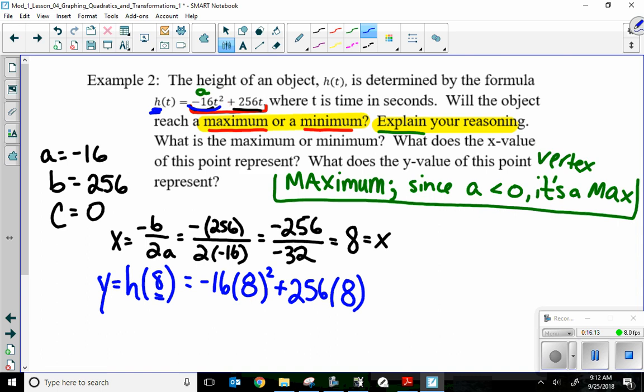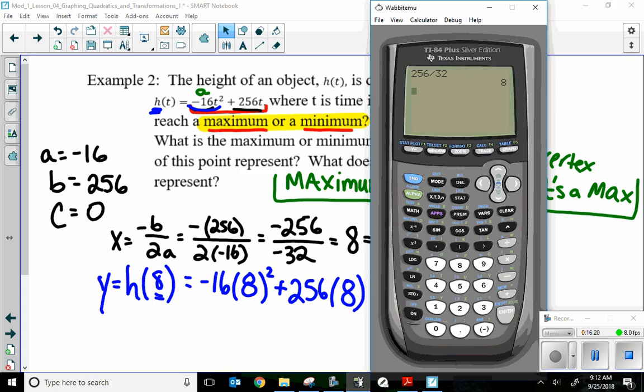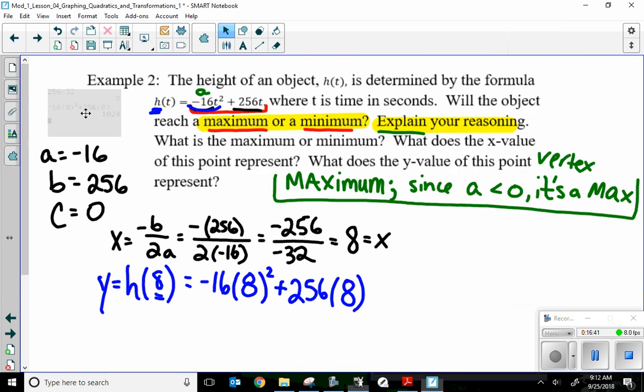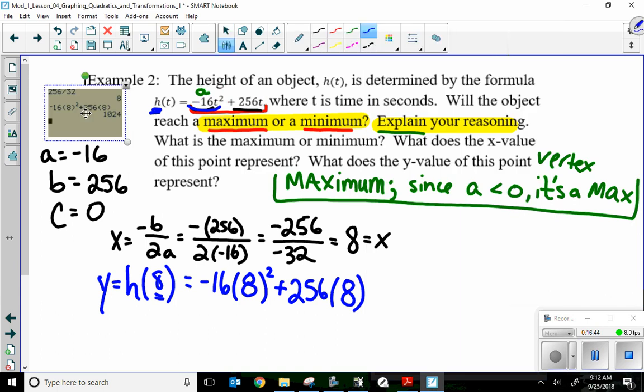Now, this one, you might want to do in a calculator. Try to do this in your head, but if you can, hey, good for you, man. Negative 16, and I'm going to type this in just as I have it, parentheses and all. 8 parentheses squared plus 256 times 8. If I hit enter, I get 1,024. No, that is not a mistake. That is actually my answer. I'm going to put this right here just so that I have it. So there you go. My y is 1,024.